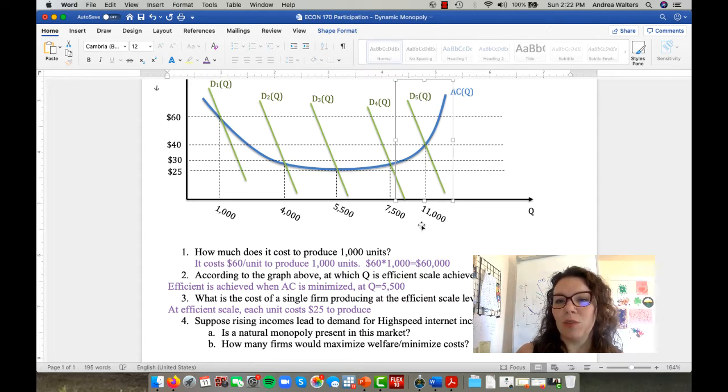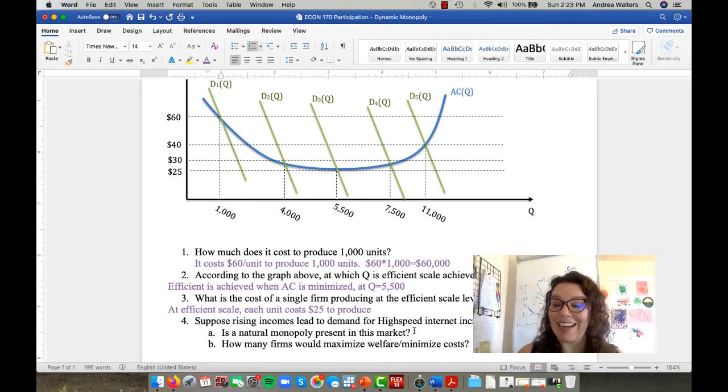So if we have customers double in efficient scale, go from 5,500 to 11,000, we do not see a natural monopoly present. At the very least, we can minimize costs by having 2 firms produce that quantity. Does that make sense? If costs are minimized by one firm producing internet for 5,500 households, and demand is over here at 11,000, by having 2 firms each produce 5,500 units of high-speed internet, we can actually minimize costs, lower costs from $40 to $25. And that's going to be welfare maximizing. So there is not a natural monopoly present.